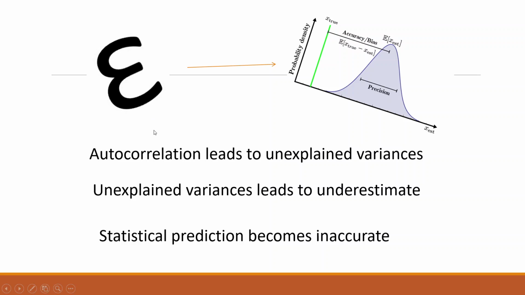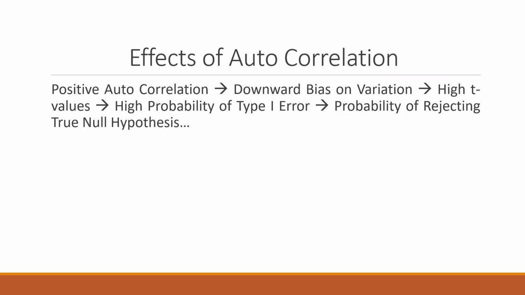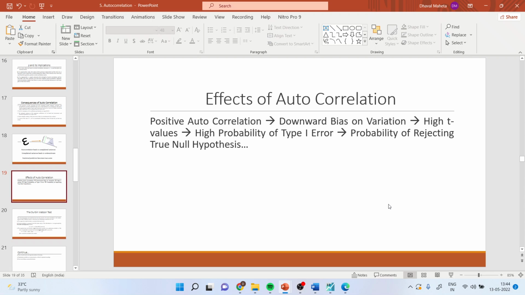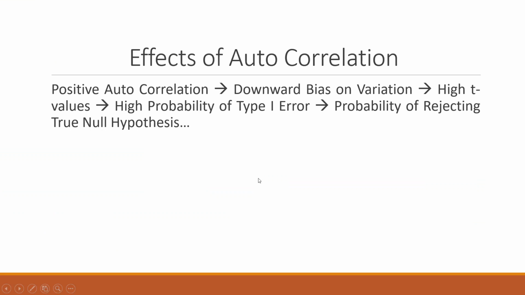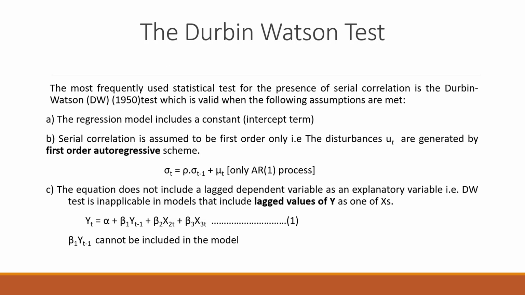The presence of autocorrelation leads to unexplained variances, and the statistical predictions become inaccurate. What are the effects of autocorrelation? Positive autocorrelation will create a downward bias on variance, which will lead to high t values, which will lead to a high probability of type 1 error, that is, rejecting the true null hypothesis. For detecting autocorrelation, we have the Durbin-Watson test.